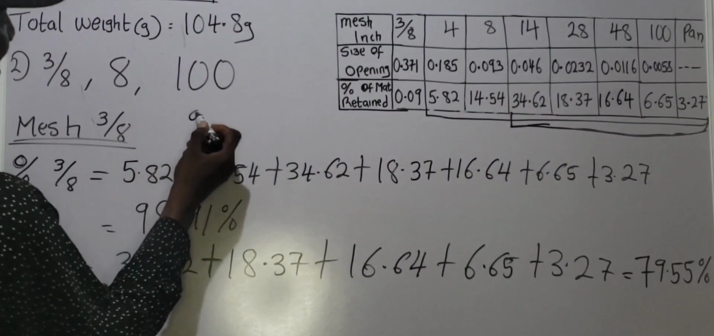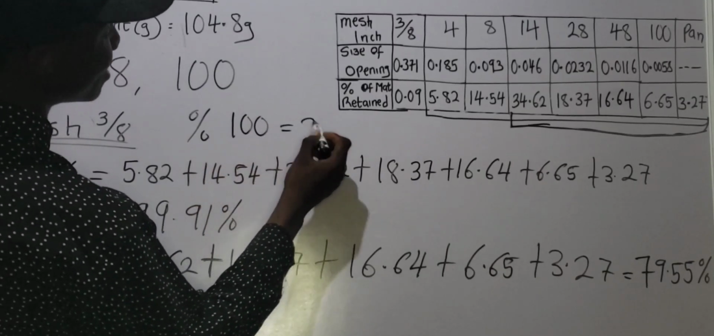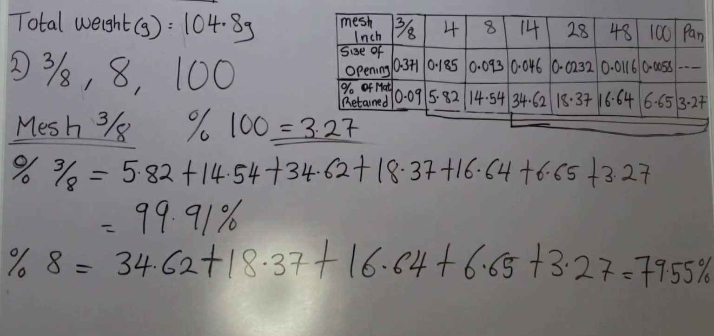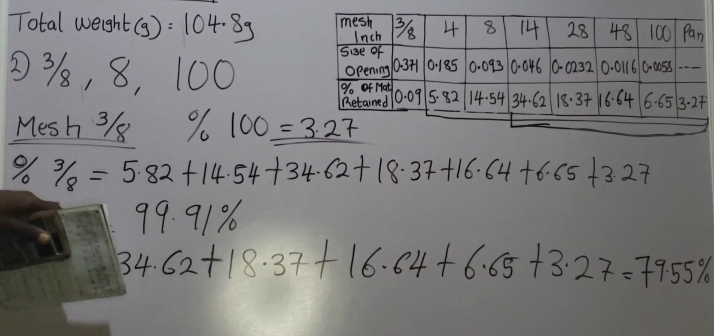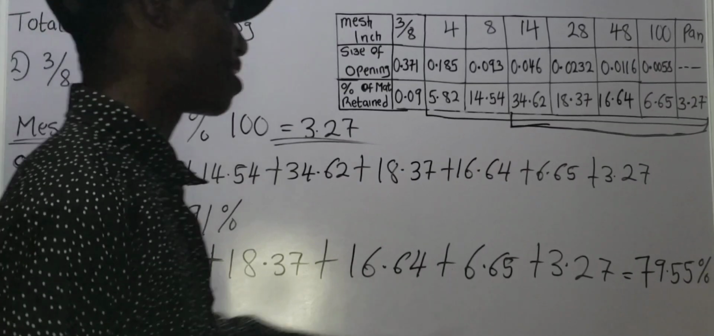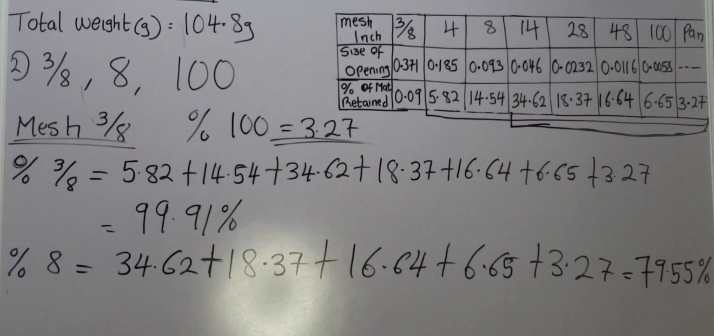Let me just put it here. Percentage of material that passed through mesh 100 is what? 3.27. This is the answer to question number 2, you understand? So for mesh 3/8, that is 99.91%. For mesh 8 is 79.55%, and mesh 100 is what? 3.27.